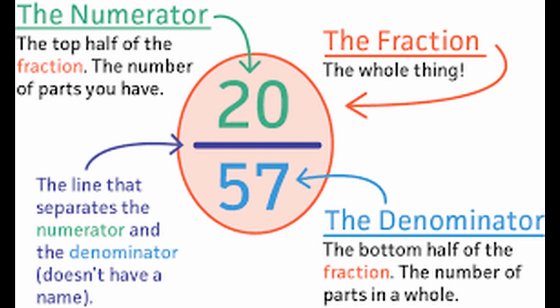Guys, today we'll be learning all about fractions. Fractions look like this, a top number and a bottom number. The top number is called a numerator, while the bottom number is called a denominator, and they have a bar in the middle to indicate which one's which.